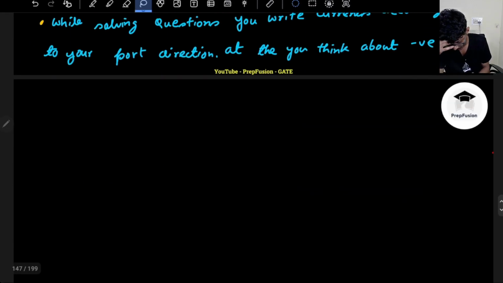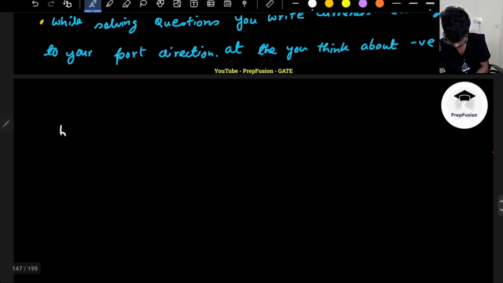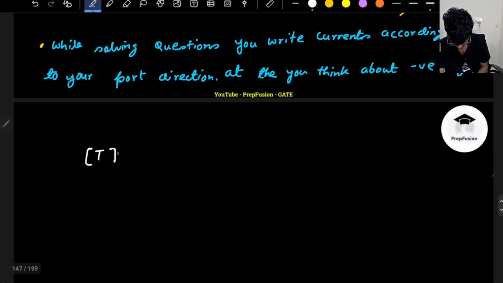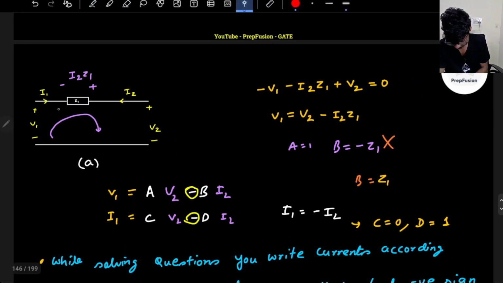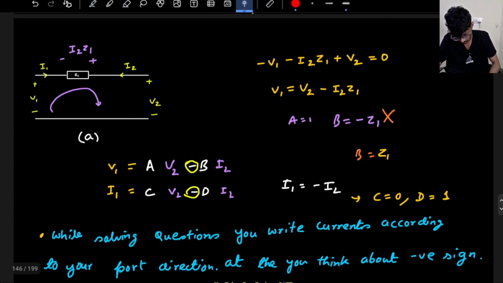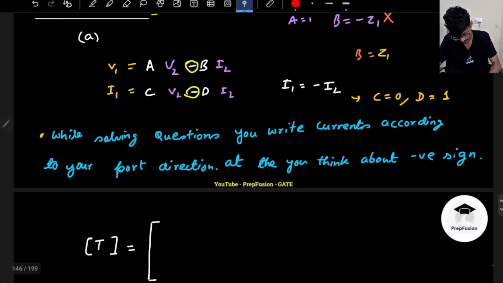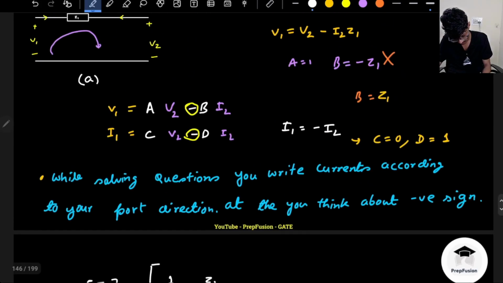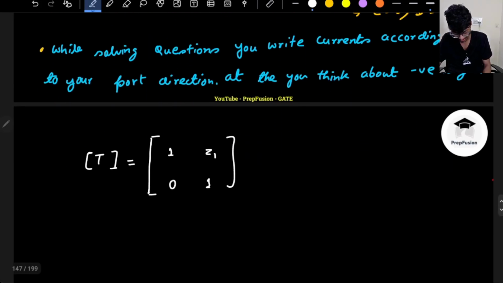So what about the part B? What is the ABCD matrix here? The ABCD matrix, the T matrix, is here: our A is 1, B is Z1. So 1, Z1, 0, and this is 1. If I notice, what is the determinant of this matrix?